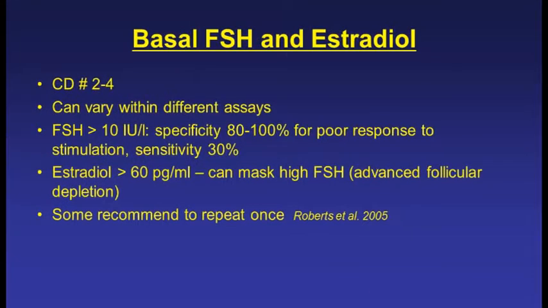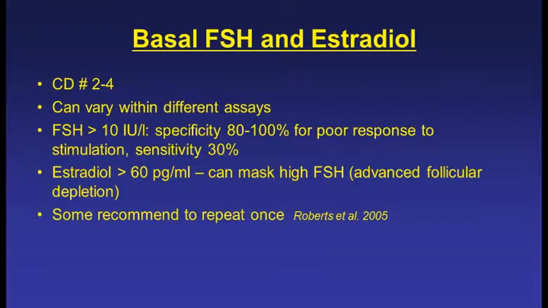Okay, how do I order FSH and estradiol? So this is when we have our patients, we say, hey, listen, call us with the first day of your period, and we're going to get you in. We're going to do some blood work on day 3. And like I said, we order follicle stimulating hormone, which again is the hormone that comes from the brain, which talks to the ovary. If it's greater than 10, the specificity is 80 to 100% for poor response to stimulation.